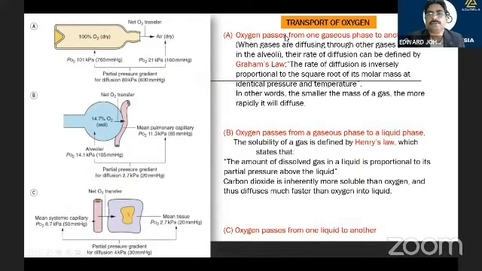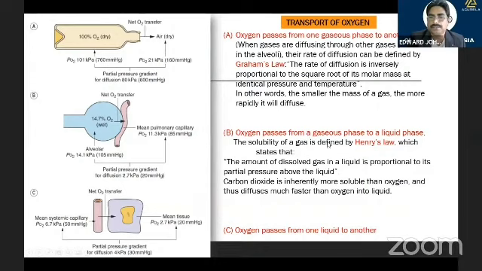So in convective flow, the oxygen passes from one gaseous form to another, so it obeys Graham's law. What Graham's law states is that the rate of diffusion is inversely proportional to the square root of the molecular mass. That means the smaller the mass of the gas, the faster it moves. That is the meaning of Graham's law. So this is the convective transport of oxygen from the atmosphere to the alveoli.